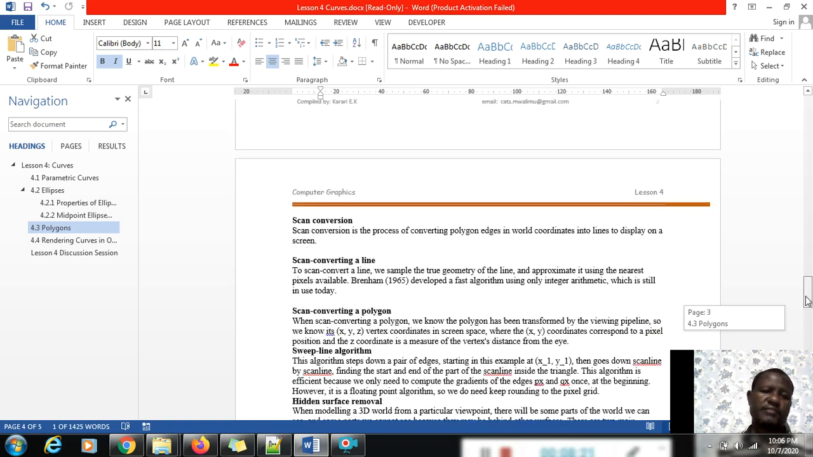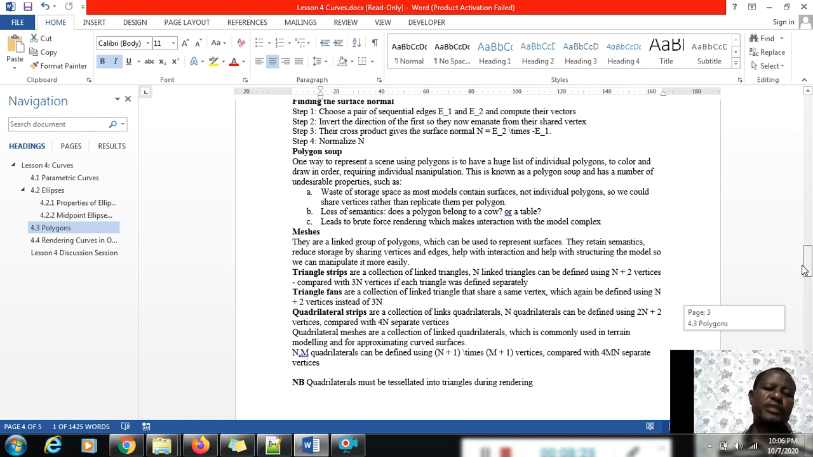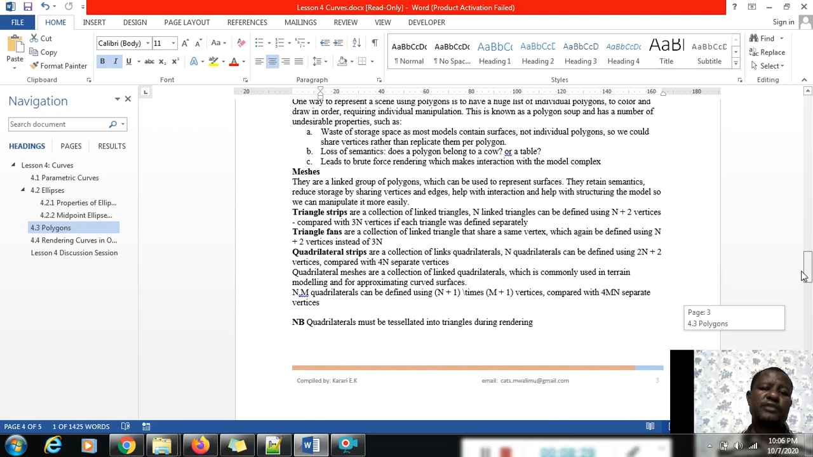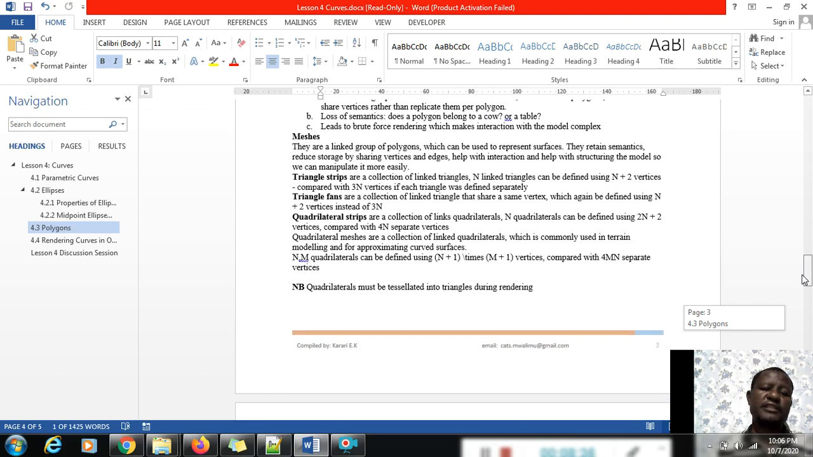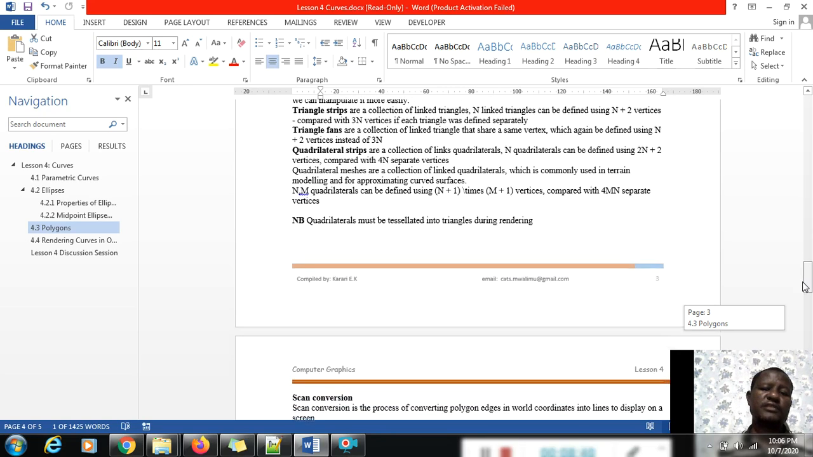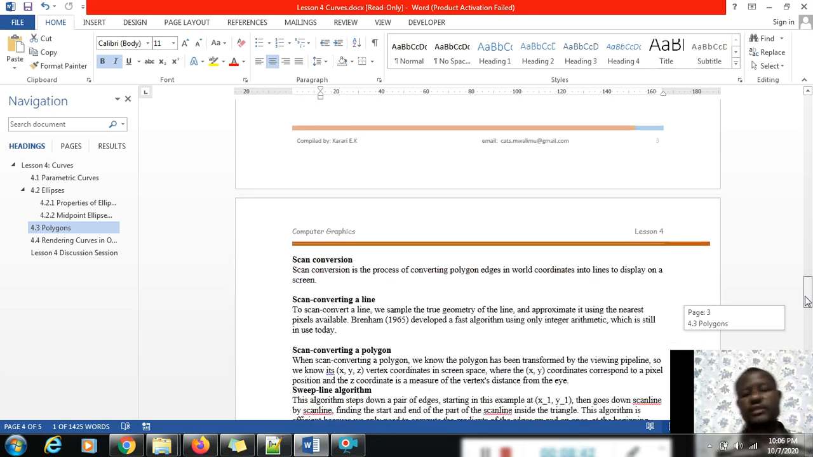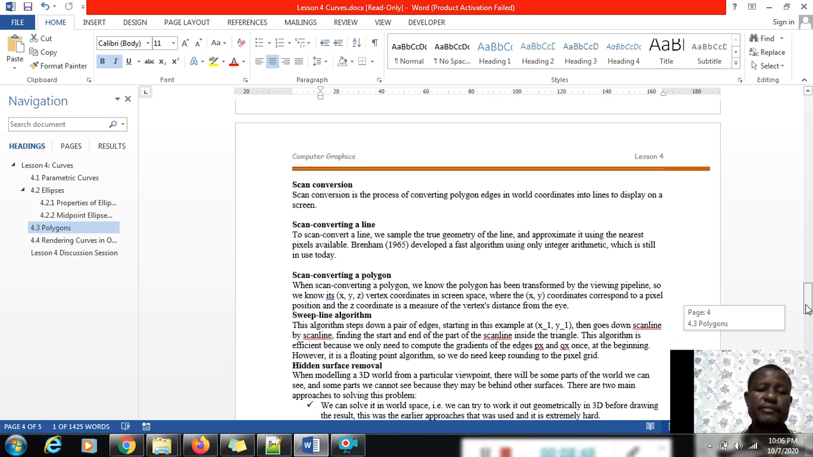Other terms that you come across when you're dealing with polygons include meshes, which are linked groups of polygons which can be used to represent surfaces. Triangle strips, which are a collection of linked triangles. Triangle fans, which are a collection of linked triangles that share the same vertex. Quadrilateral strips, which are a collection of linked quadrilaterals. And then we have terms such as scan conversion, which is a process of converting polygon edges in coordinates into lines to display on a screen.